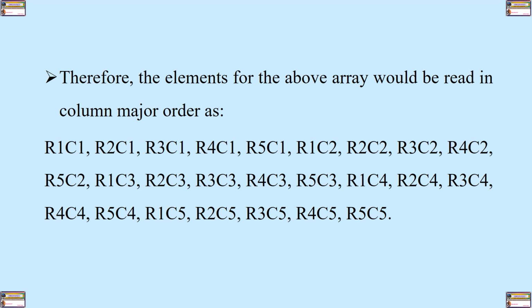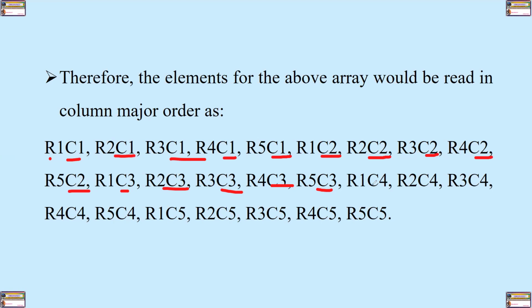Row 1, column 1, row 2, column 1. Note, I'm currently reading the elements of column 1. So in this case, I have row 1, column 1, row 2, column 1, row 3, column 1, row 4, column 1, row 5, column 1. Then that column finishes, and you move to the next column. Row 1, column 2, row 2, column 2, row 3, column 2, row 4, column 2, row 5, column 2, and we finish that. Then we change the column and move to the next column. We begin with row 1, column 3, row 2, column 3, row 3, column 3, row 4, column 3, row 5, column 3.